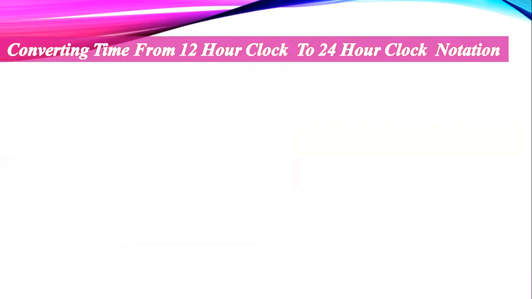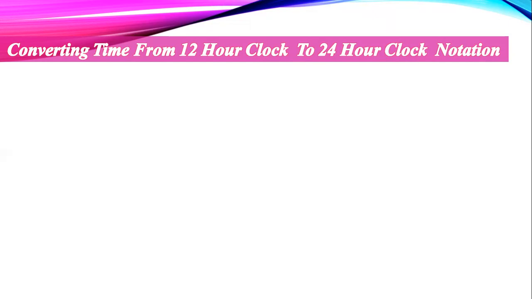Converting time from 12-hour clock to 24-hour clock notation. Let's learn how to convert 12-hour clock into 24-hour clock notation. First, we will add 12 to the number of hours given in the question, only to the time which is in PM. The minutes will remain the same. On the other hand, the AM time will remain the same. It will not change.